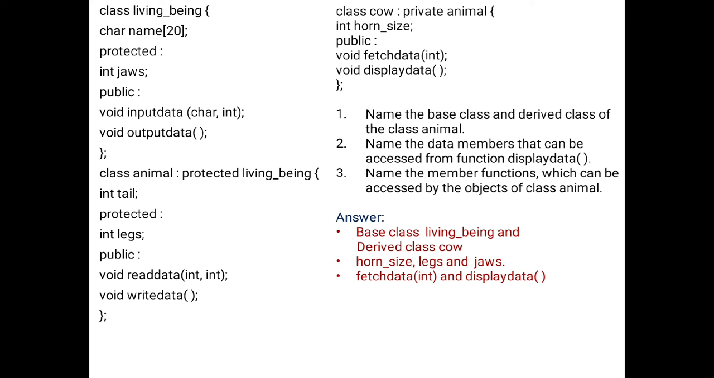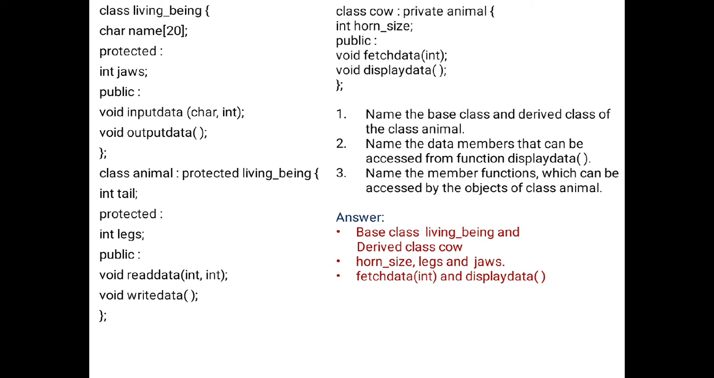Above, you can see the class living being. Under the member function, it is passing two parameters, that is character and int, because one is character name and the other one is int jaws, integer jaws. So those two values have to be passed, one as a character and one as an integer value. So similarly, class cow is derived from the class animal.